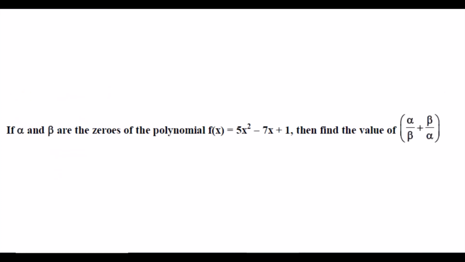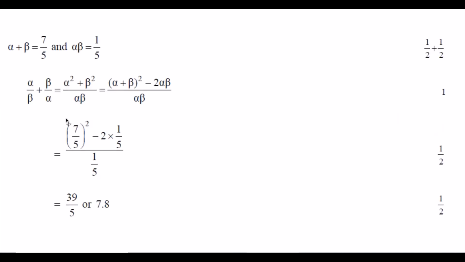Now look at the next question. Here again alpha and beta are the zeros of the polynomial. You have to find out alpha by beta plus beta by alpha. By cross multiplying, you get alpha square plus beta square divided by alpha beta. From this, alpha square plus beta square, as in the previous case, you can find it out. Then do it. And here are the steps. Do verify yourself.